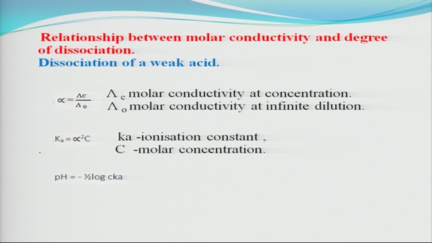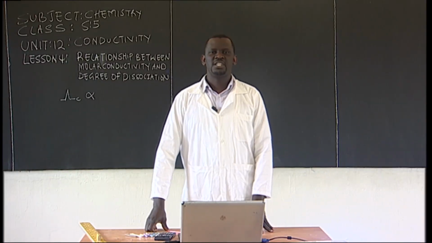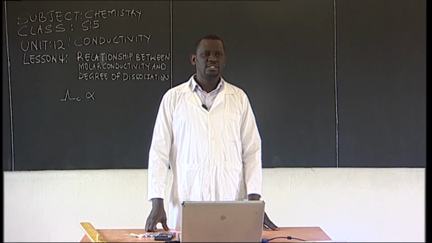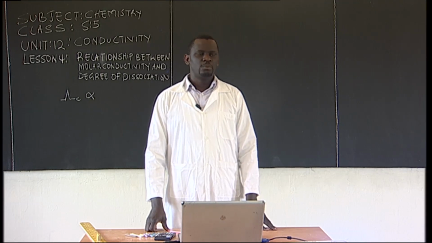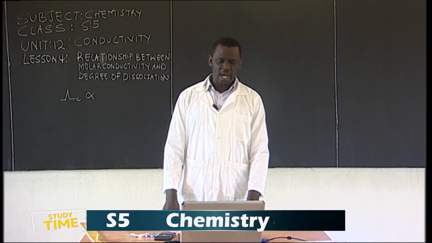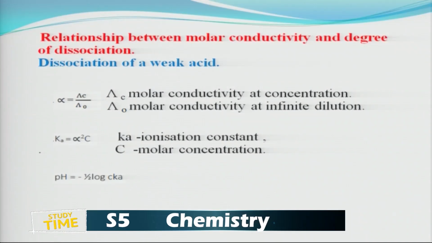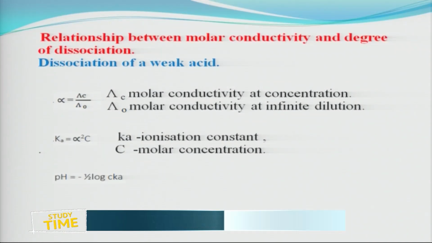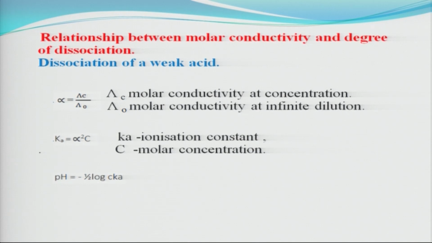When you talk about this degree of dissociation, we need to talk about weak acids. Those are our weak electrolytes. Weak acids, for example, ethanoic acid, and weak bases, for example, ammonia. Here we have dissociation of a weak acid, and from our Arrhenius equation, degree of dissociation is equal to molar conductivity at a given concentration divided by molar conductivity at infinite dilution.